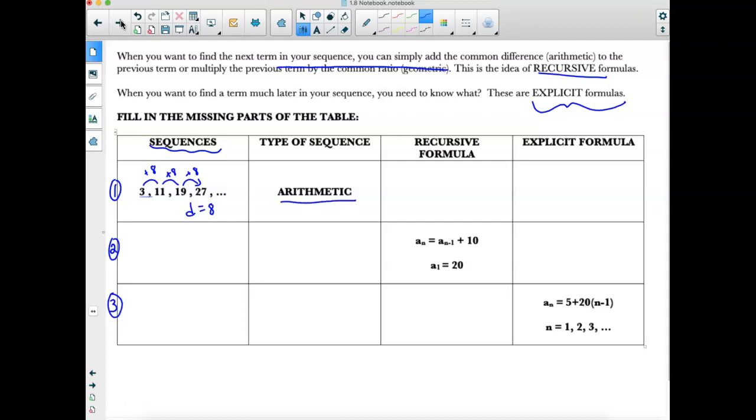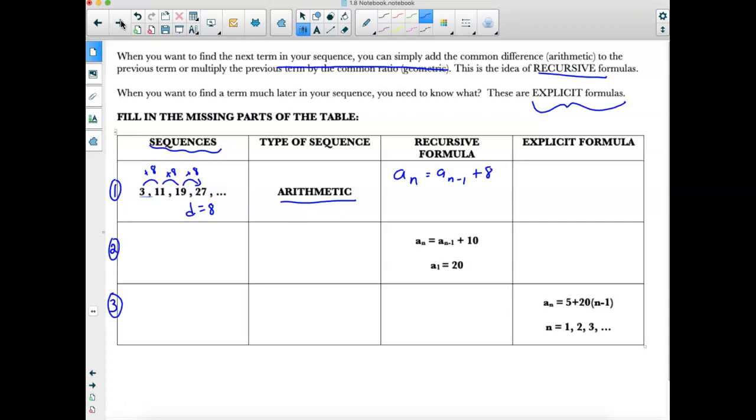What is my recursive formula? Well, these are kind of crafty. My recursive formula always looks the same. I can find any old term, a sub n, by taking the term a sub n minus 1, the term just before it, and adding that common difference.